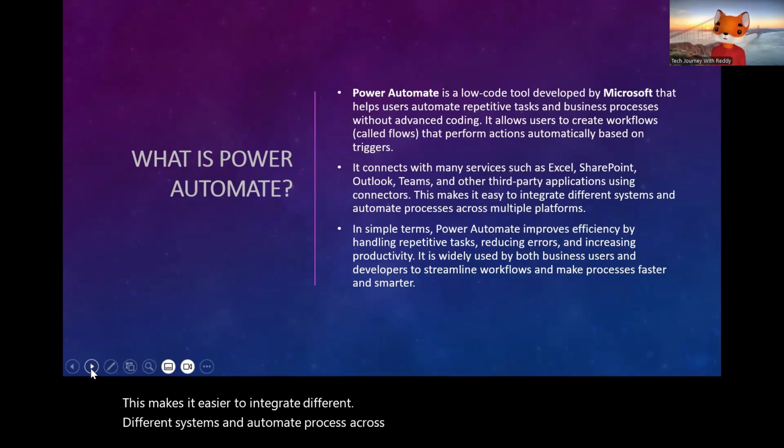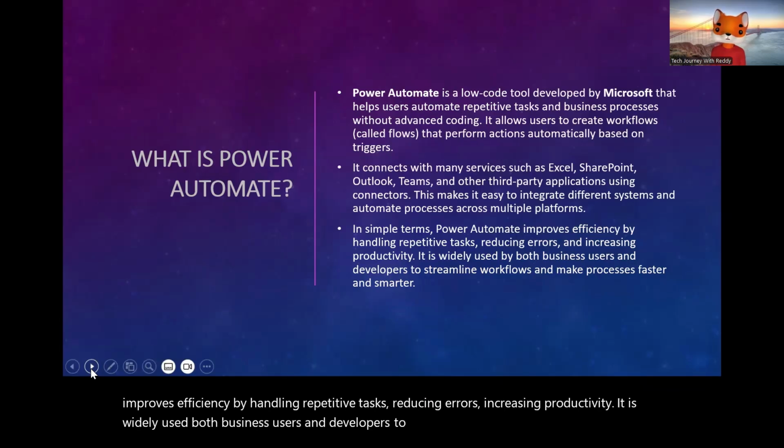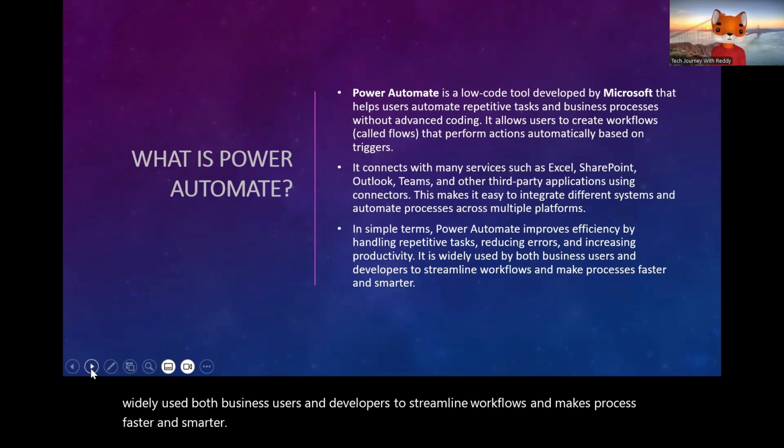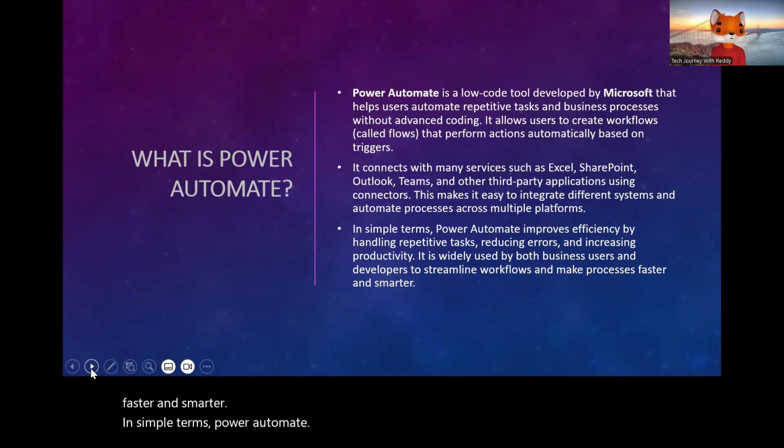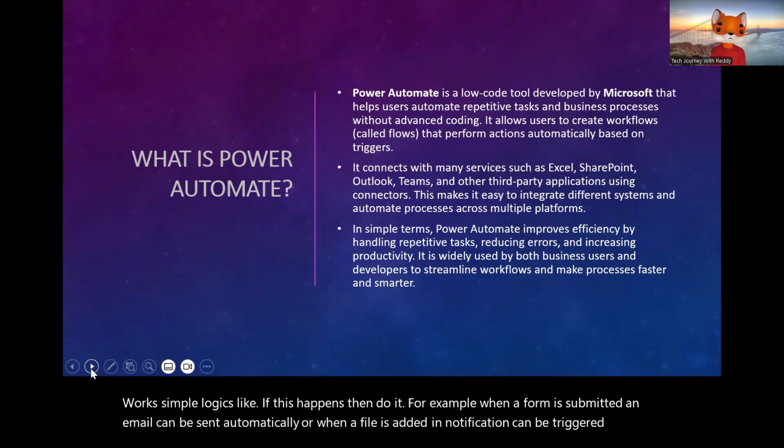In simple terms, Power Automate improves efficiency by handling repetitive tasks, reducing errors, and increasing productivity. It is widely used by both business users and developers to streamline workflows and make processes faster and smarter. It works on simple logic like if this happens, then do this. For example, when a form is submitted, an email can be sent automatically, or when a file is added, a notification can be triggered. This reduces manual work and saves time.